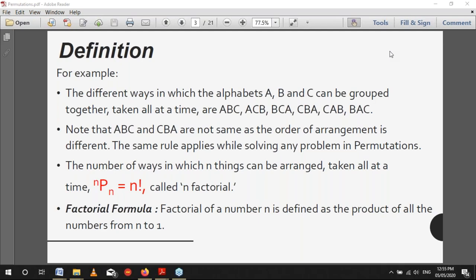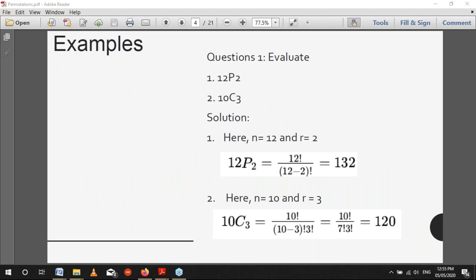Now let's look at the next slide, the example we have. Question 1 says evaluate 12P2, and question 2, rather, is 10C3. Now let's look at the solution. If you look at the solution here, we are given n is equal to 12 and r is equal to 2 from the formula. Then when you go by computation, you input the values and you have this.